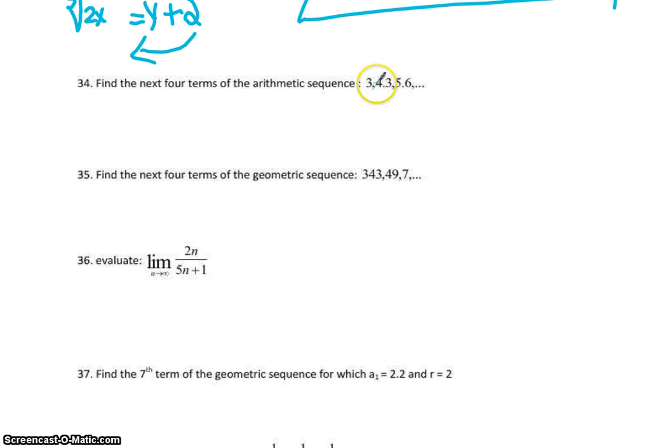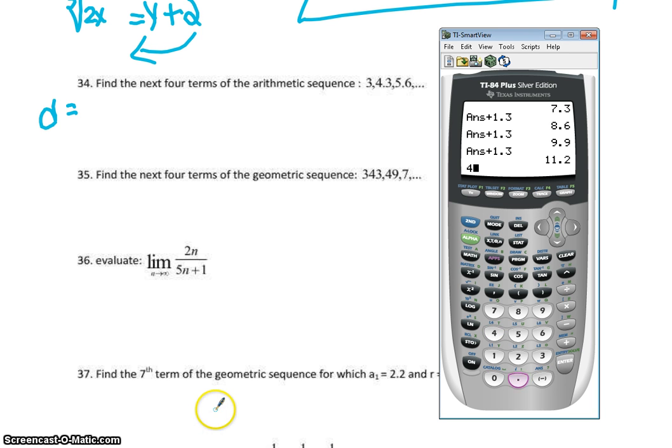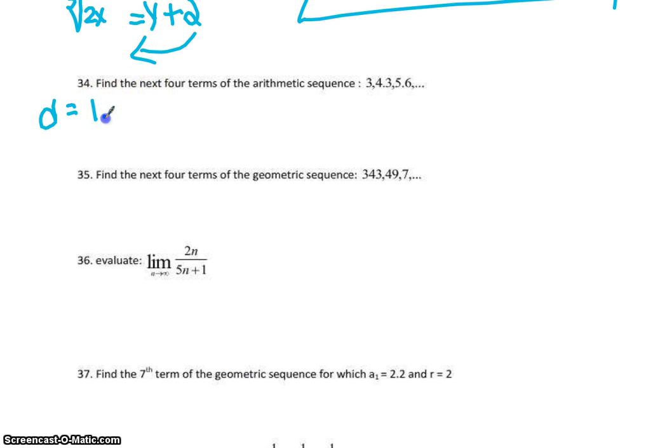So what you're going to do is figure out what your common difference is first. And you would say 4.3 minus 3. So if you went to your calculator and you said 4.3 minus 3, you get 1.3. I would double check. 5.6 minus 4.3 is also 1.3. So I know that it really is 1.3.